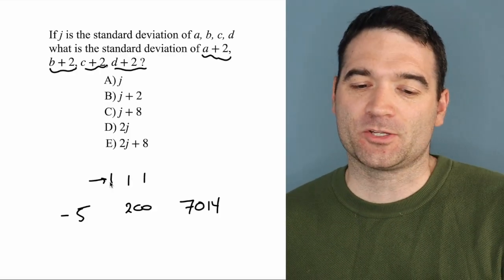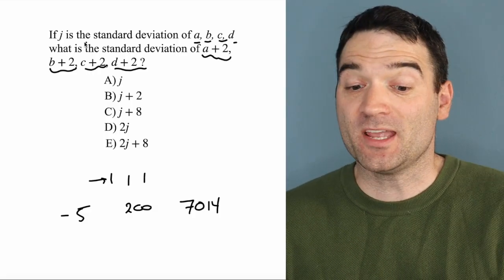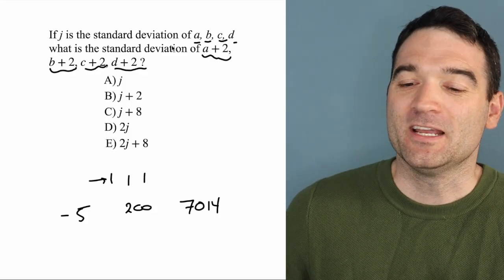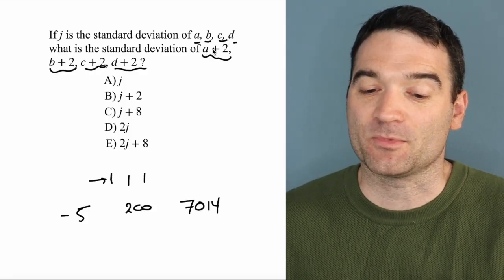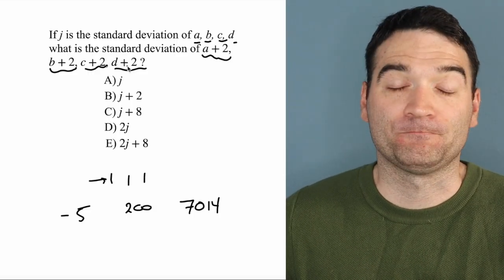Well, let's go back to this question here. We're told that J is the standard deviation of this set of numbers. So J is, using the magic standard deviation formula, which we're not going to cover here, the standard deviation of this set of numbers. And then I'm going to add 2 to all of these numbers.